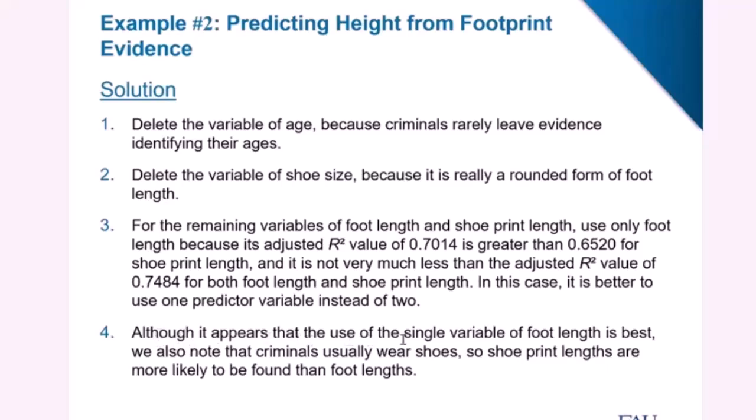Although it appears that the use of the single variable of foot length is best, we also note that criminals usually wear shoes. Shoe print lengths are more likely to be found than foot lengths. That's our critical thinking skills, even though the actual foot length gives us a better predictor of height. It's much harder to get that kind of evidence, whereas we might find a shoe print. We've thought it through. We're going to use shoe print.